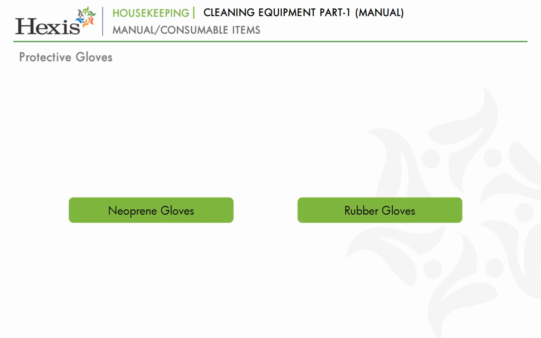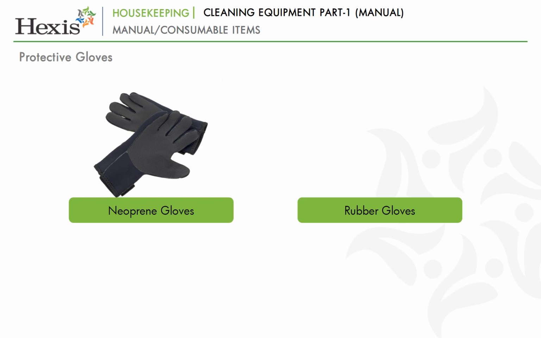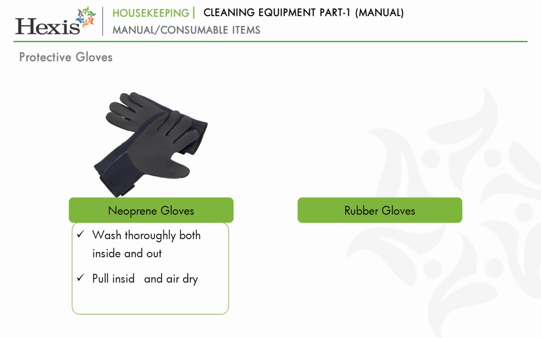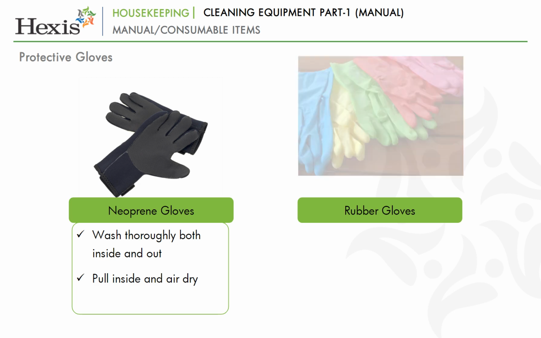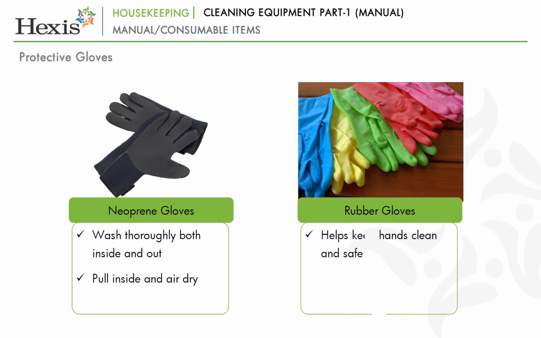Let's have a look. Neoprene gloves. After washing the associated items, the gloves should be removed and washed thoroughly both inside and out. They should then be pulled inside out and left to air dry. Rubber gloves. These are an important resource to avoid getting the hands too dirty and also to prevent getting any cleaning products on the skin while cleaning the washroom or toilet.